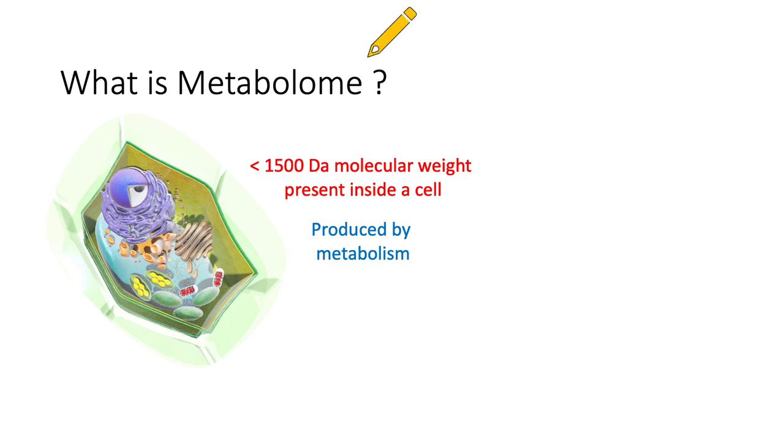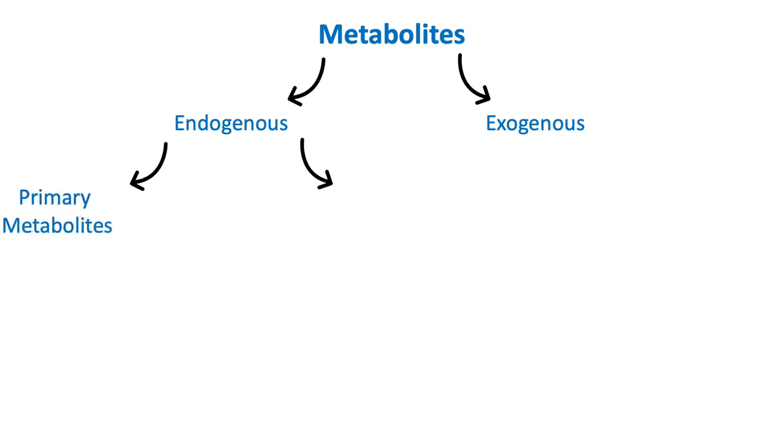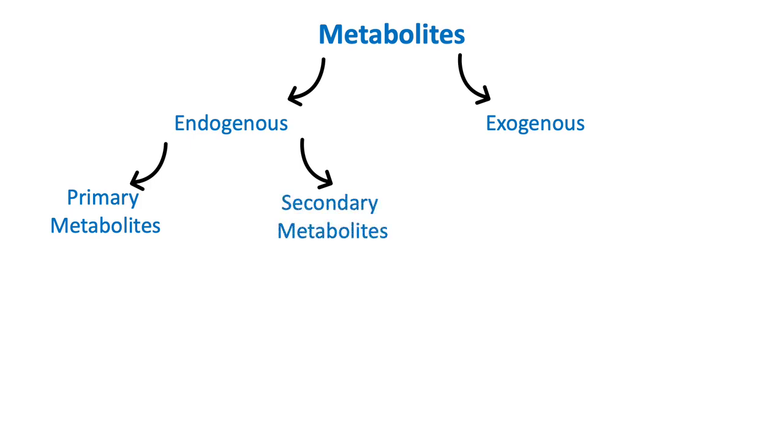Inside a cell, we can have many levels of metabolome. For example, we can have sugar molecules as a metabolite. Generally, metabolites are of two types: endogenous and exogenous. Endogenous metabolites are present in large amounts as compared to the exogenous metabolites in an organism. Further, endogenous metabolites are divided into primary and secondary metabolites.